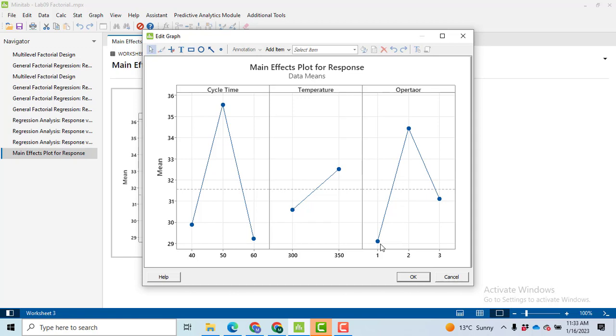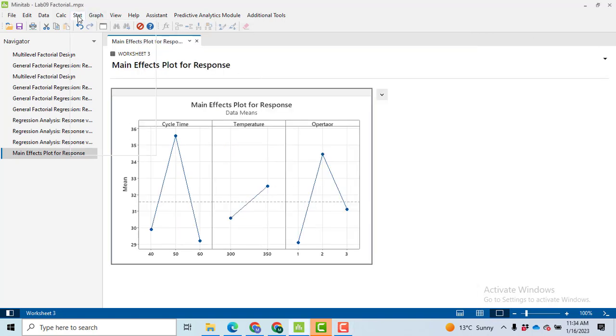If, for example, you want to minimize your response variable, how will you select the levels of the factors? You will say cycle time level 3, that is 60, temperature level 1, 300, and operator 1 is good in order to minimize the response variable. You can create these graphs quite attractively in Minitab. I have made a separate video. If you want to see that video, please go to the playlist titled how to make attractive graphs for research papers, articles and journals.